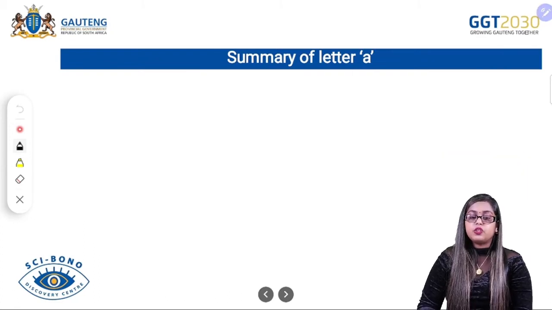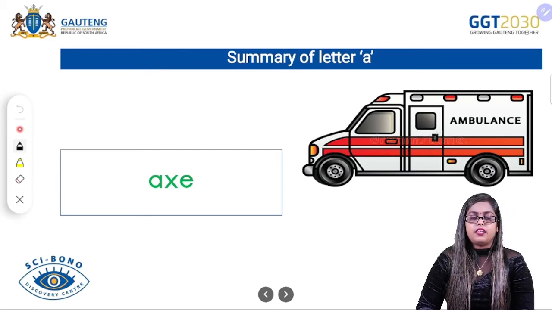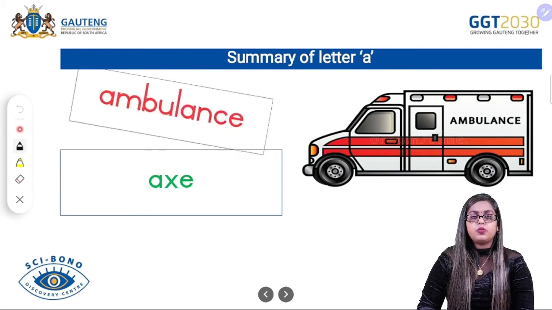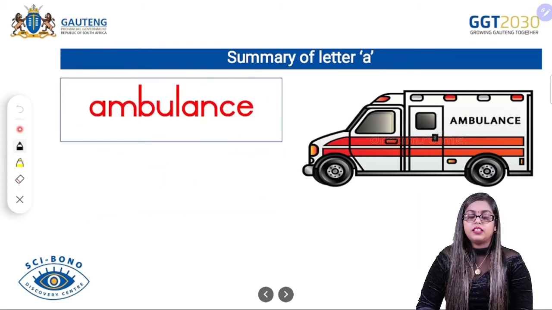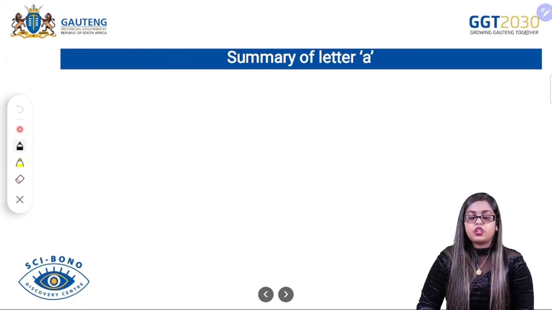Let's look at our next picture. Our next picture is going to be our ambulance. Do you remember how we spell ambulance? Is it going to be the word in green or is it going to be the word in red? Ambulance. Well done, grade ones. It is not the word in green because the word in green was axe. Ambulance is in red as well. Very good for remembering.